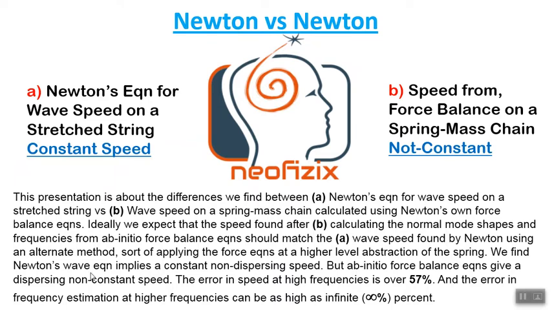We find Newton's wave equation implies a constant non-dispersing speed, but the ab-initio force balance equations give a dispersing non-constant speed. The error in speed at higher frequencies is over 57%, and the error in frequency estimation at higher frequencies can be as high as infinite percent.